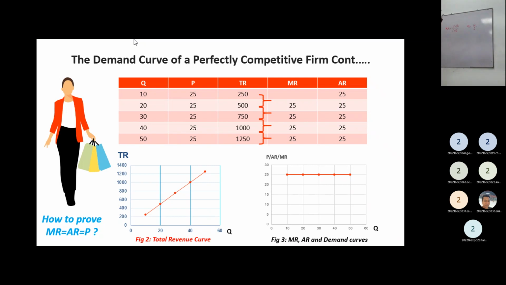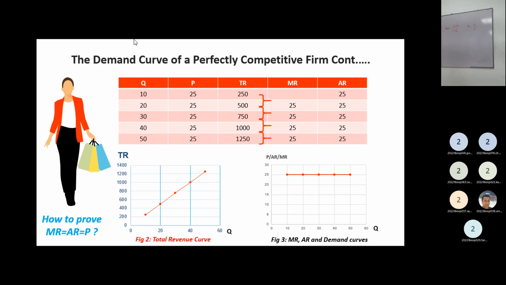So here you could say your marginal revenue is 25, right? At each and every quantity. And if you look at your average revenue, it is also the same. It is also 25. And your marginal revenue equals your average revenue, and that equals your price. Clear? So in a perfectly competitive market structure, your price equals your demand curve, right? And it equals your marginal revenue curve. Clear?